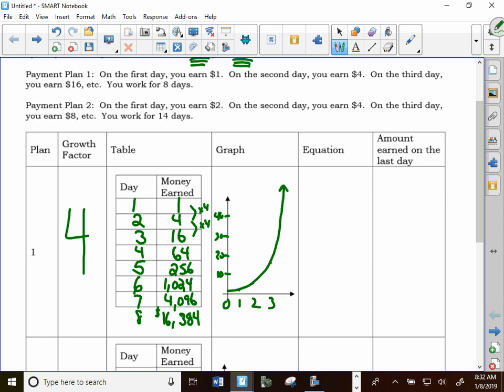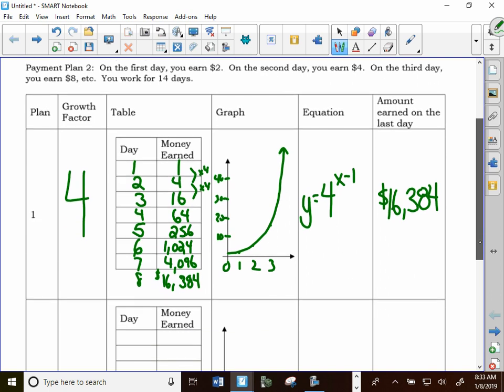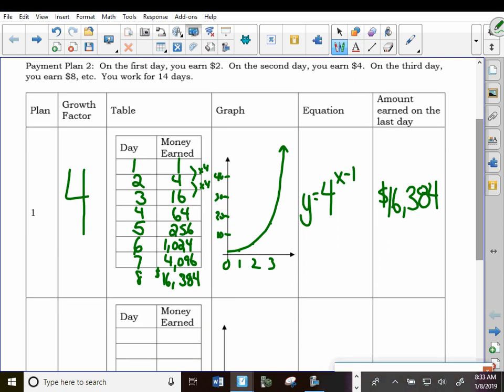So our equation, okay, and again, we did not earn that 4 times the amount until day 2, right? So our base number, our growth factor, is 4, and this would be to the x minus 1, because we have to subtract out day 1, which we did not quadruple. And then again, our last day, our total earnings amount, $16,384.